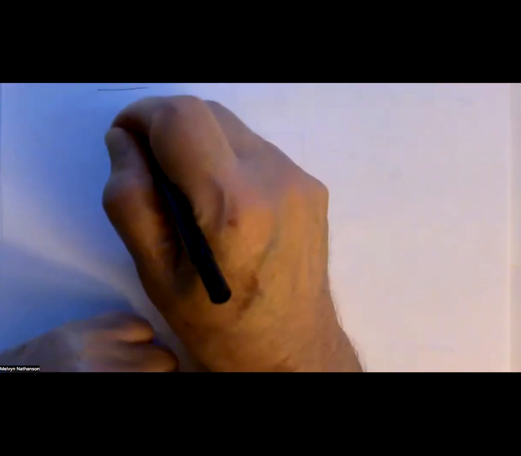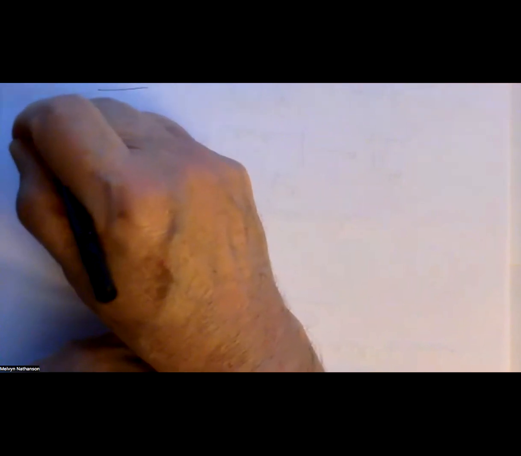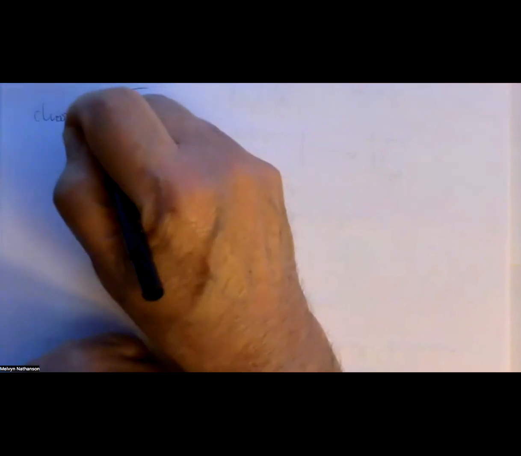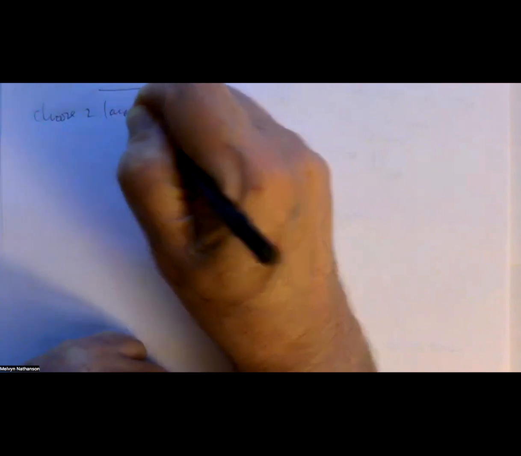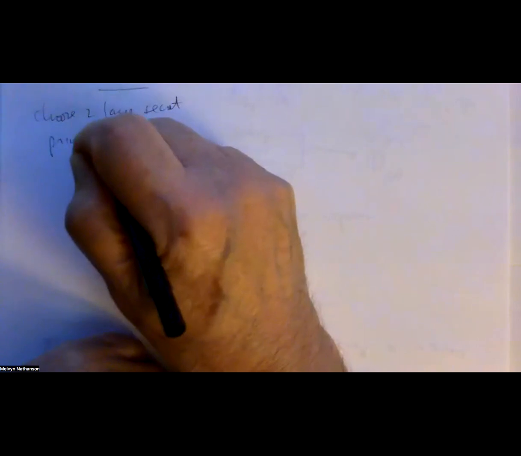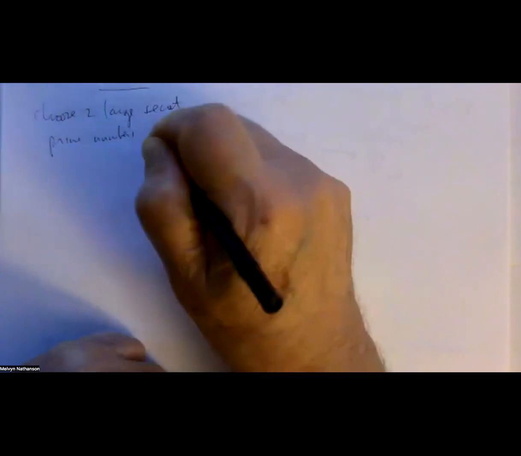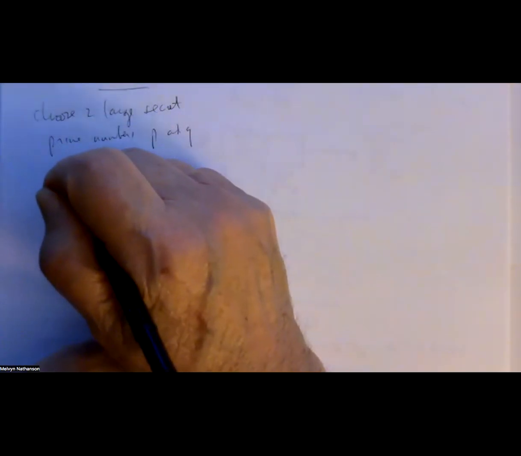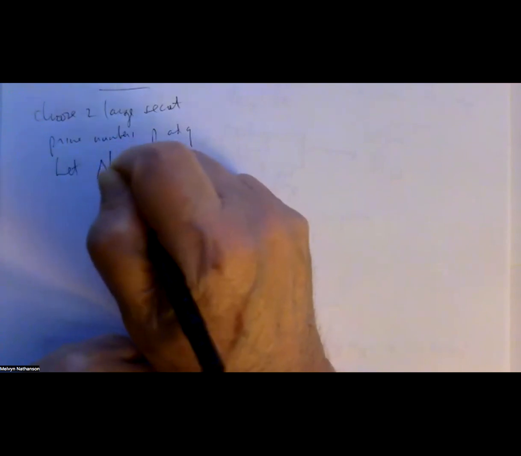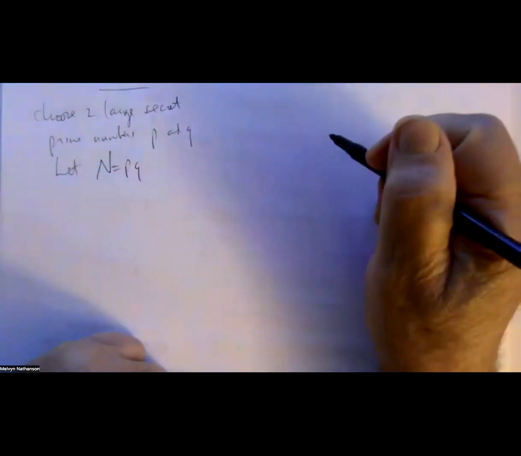So what Samantha does is choose two large secret prime numbers, P and Q, and she multiplies them. And she publishes N, this number N.